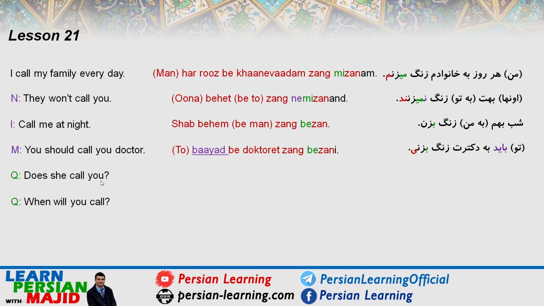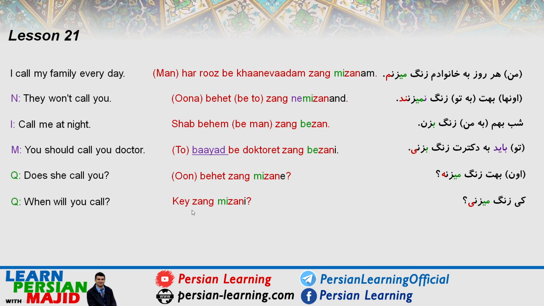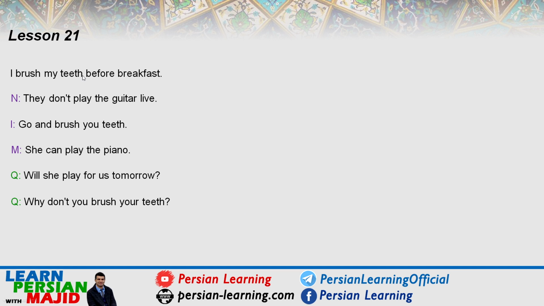Does she call you? بهت زنگ میزنه؟ بهت or again به تو. When will you call? کی زنگ میزنی؟ If you have here me, then you can say کی بهم زنگ میزنی. I brush my teeth before breakfast. Brush is a compound verb, مسواک زدن. قبل از صبحونه before breakfast. Before means قبل.